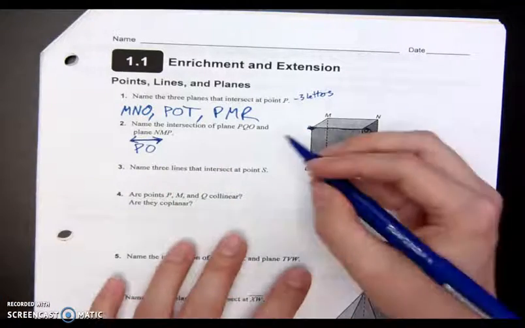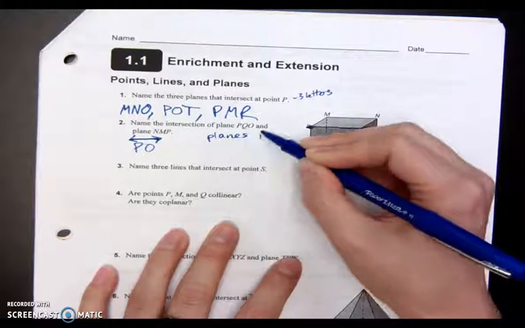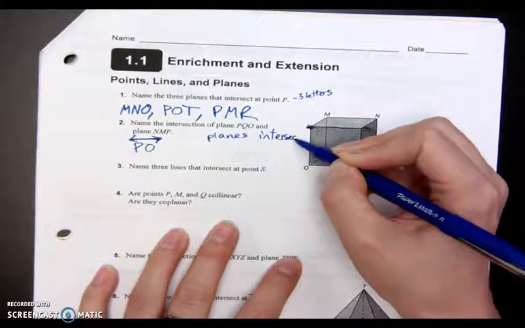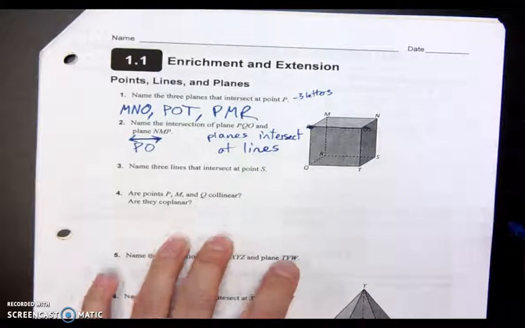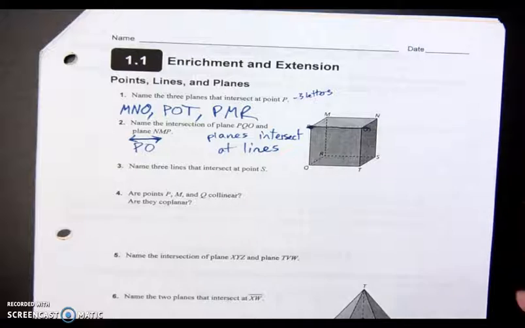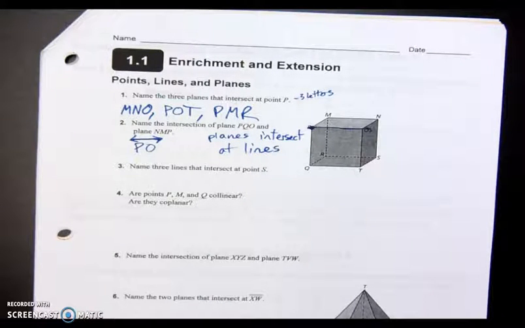You might want to add yourself a note. Planes always intersect at lines. Because they have full sides that are touching. If two planes intersect, it will be at a line, not a single point. Doesn't it say all intersections? Name the intersection. And so intersection is going to be just that line where they touch.